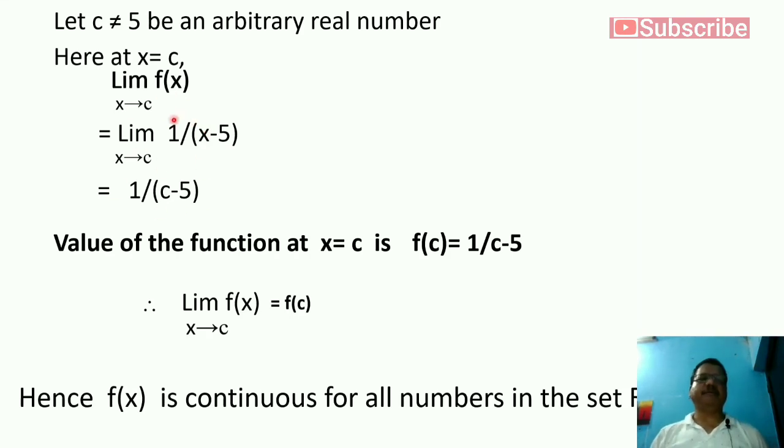To work out this kind of problem, you need some concepts, whatever you have acquired in class 11. I think you know and you have that much. The value of the function at x equal to c is f of c equal to 1 by c minus 5. Therefore, see, both the quantities are the same, 1 by c minus 5, 1 by c minus 5. So limit x tends to c of f(x) is equal to f of c. Hence, f(x) is continuous for all real numbers in the set R minus 5. Okay.